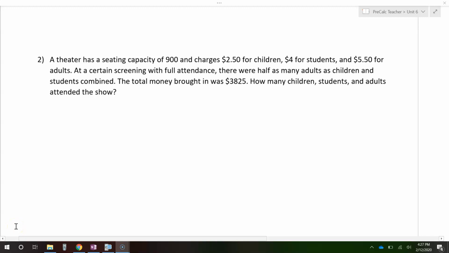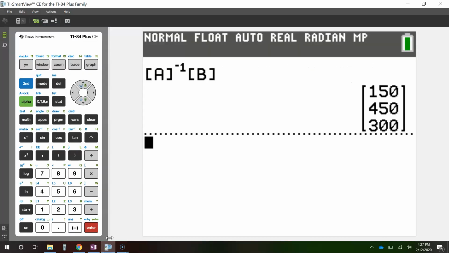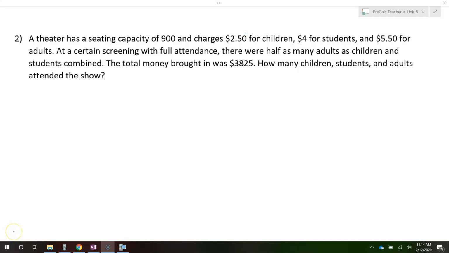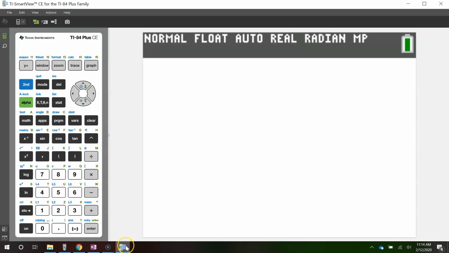In this video, I will show you how to solve word problems using matrices. And we will be using the TI-84 to assist us. In this video, I will show you how to use matrices to solve word problems using a graphing calculator, in this case a TI-84.